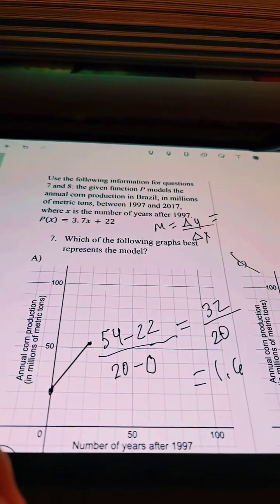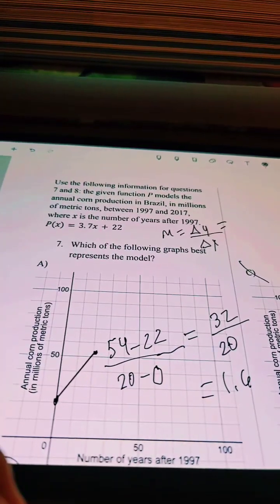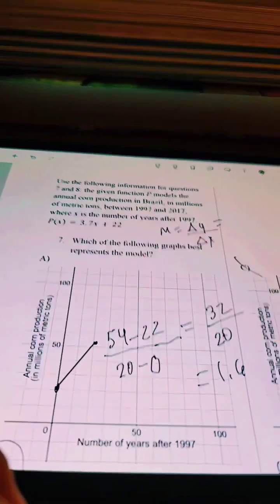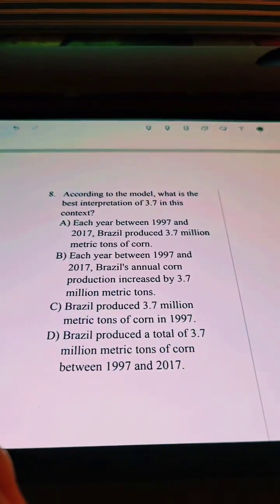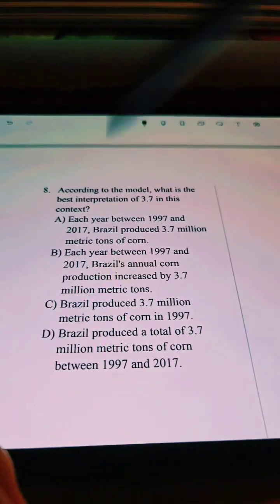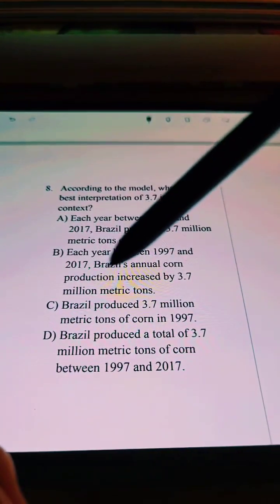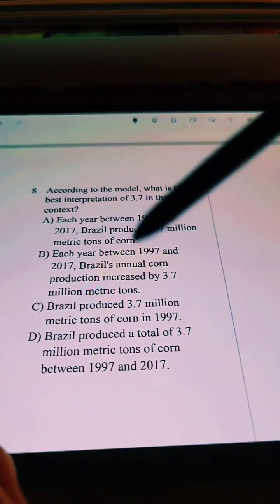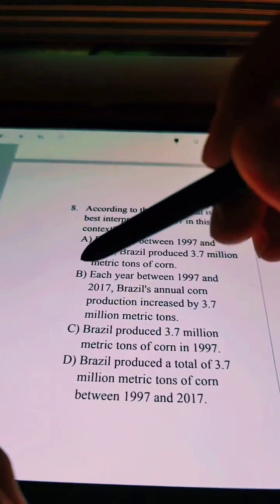So we're thinking about annual corn production, how it's changing in millions of metric tons over the number of years, or each year, every year, per year, whatever you want to think about. So let's see which one of these says that. That would be B right there. It says each year between 1997 and 2017, Brazil's annual corn production increased by 3.7 million metric tons. So it's increasing by 3.7 million metric tons each year. So that matches up.